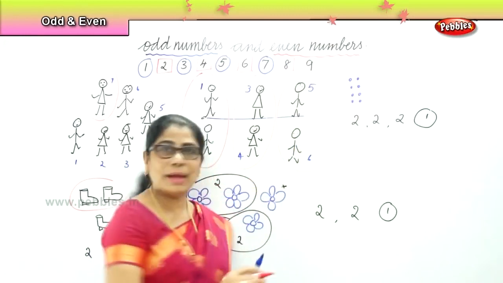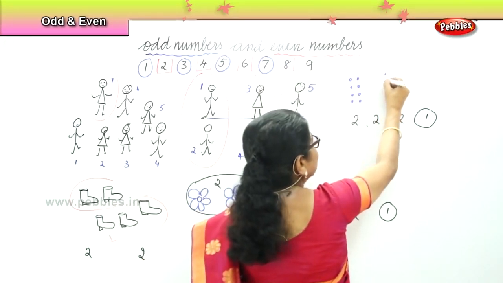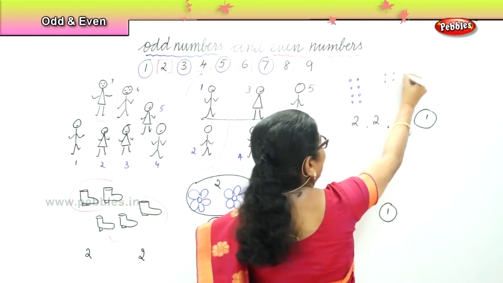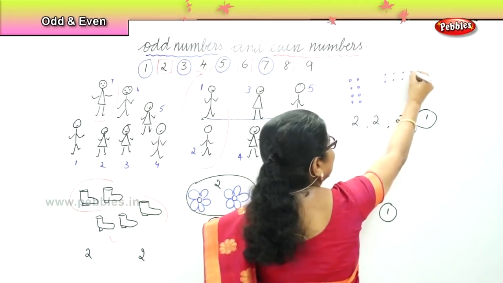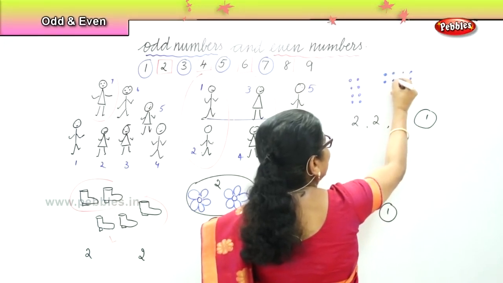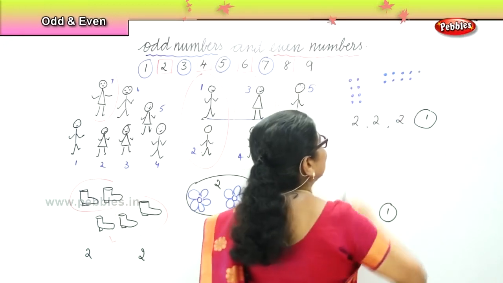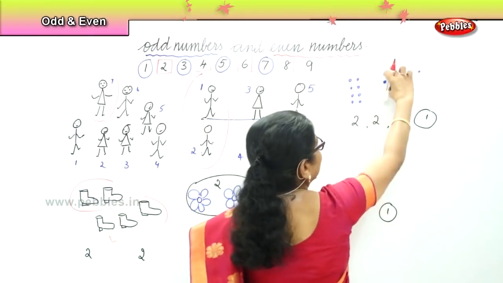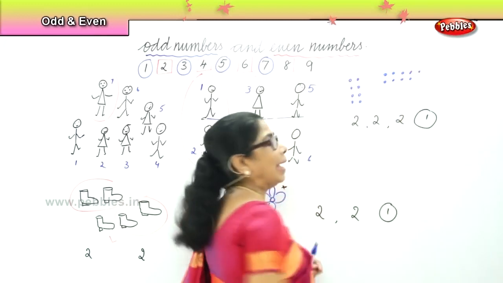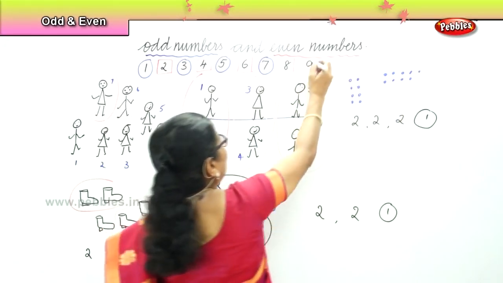Now let's take number 9. Number 9, 1, 2, 3, 4, 5, 6, 7, 8, and we have 9. So this can be paired up. 1, 2, 3, 4, and then 1 is left out, therefore 9 is an odd number.